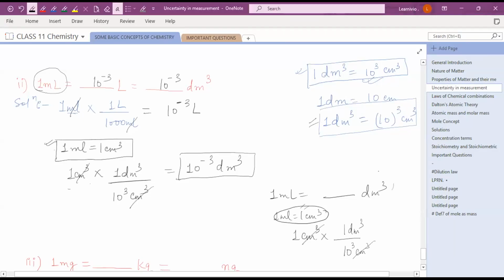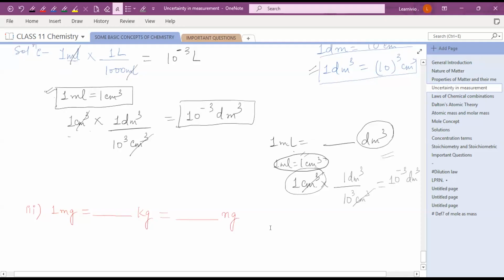Okay, and we just have to write the final answer in decimeter cube. We have to convert milliliter into decimeter cube. That's why we are writing over here. Now, 1 decimeter cube upon 10 to the power 3. 10 to the power 3 means 10 to the power minus 3. You will get the answer. Okay, we can substitute this value. 1 milliliter is equal to 1 centimeter cube. Okay, this is the NCERT question.